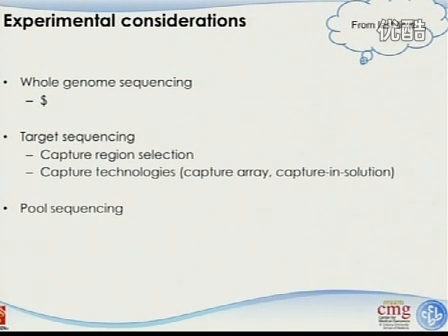And the last point from the previous lecture is that we had a couple of slides to talk about experimental considerations. This is really on the DNA sequencing side. The first one is whole genome sequencing. The major concern is the dollar amount.